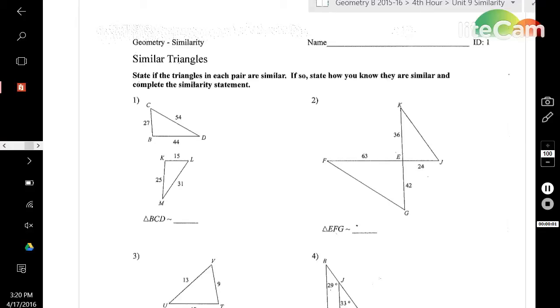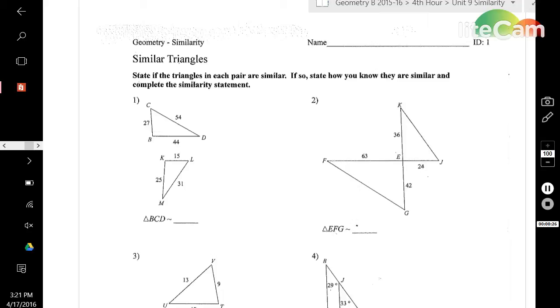In this video, we're going to look at similar triangles and the three theorems we use to prove whether or not two triangles are similar. Now, as in any similar polygon, triangles follow the same rules. Triangles are similar when, one, all corresponding angles are congruent, and two, all corresponding sides are proportional.